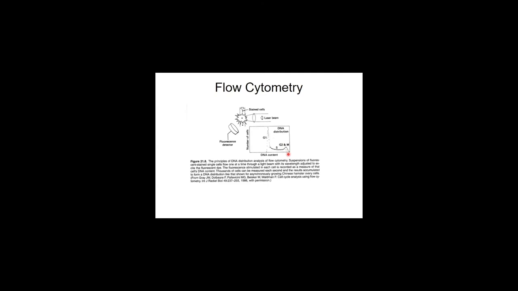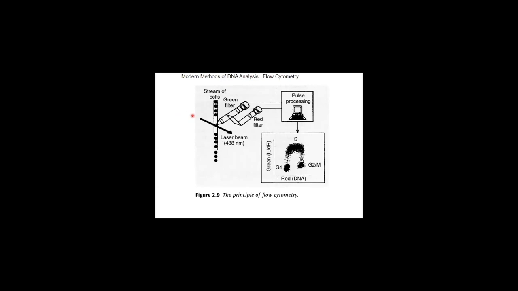There was a boards question that asked you to label this plot, I guess about 4 years ago now, so I would know this plot. But there are other things that we can do with this. We can sort cells. You can sort cells that have a label versus not, based slightly on charge using, again, the laser beam.